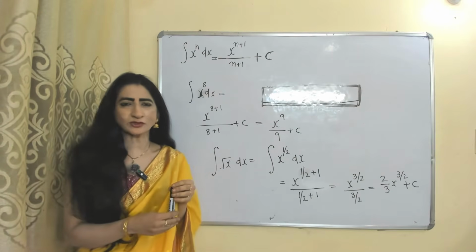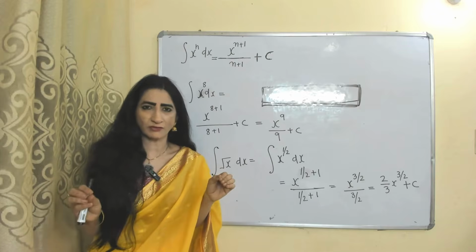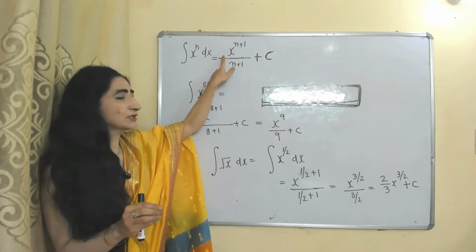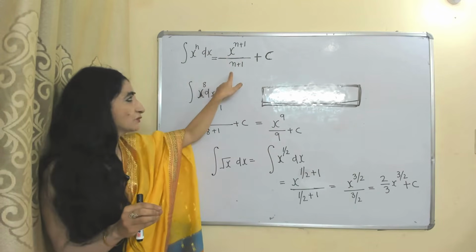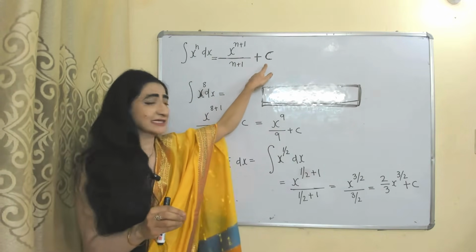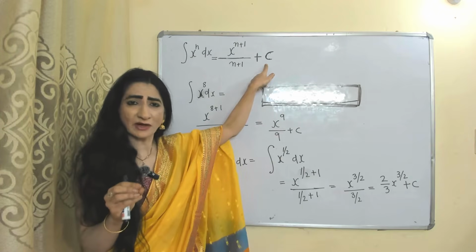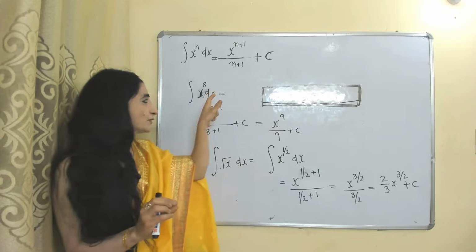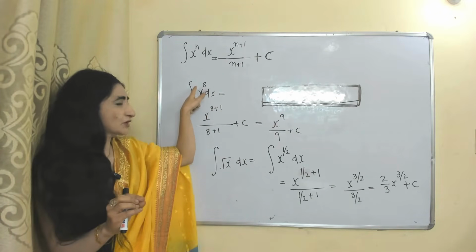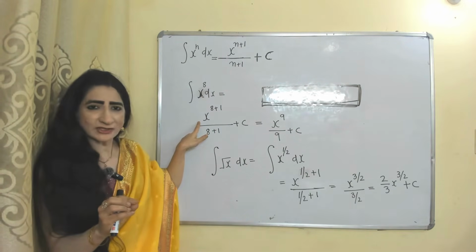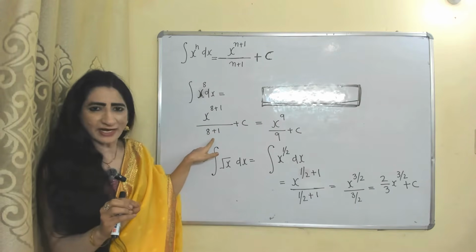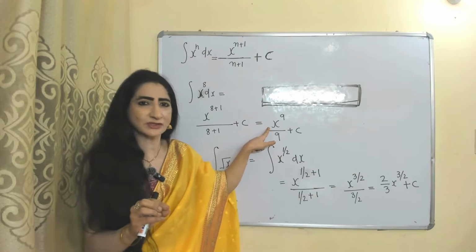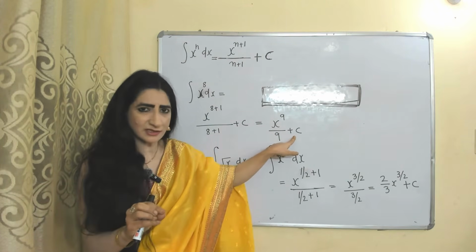Now we'll see some rules of integration which help you to solve a problem. Integration of x to the power n equals x to the power n plus 1 divided by n plus 1, plus c. C represents the constant term. Whenever you integrate, you always write this constant term. For example, integration of x to the power 8 equals x to the power 8 plus 1 divided by 8 plus 1, plus this constant term c. It will become x to the power 9 divided by 9 plus c.